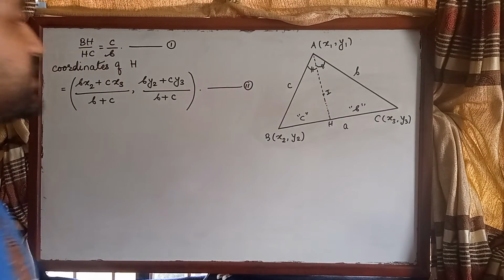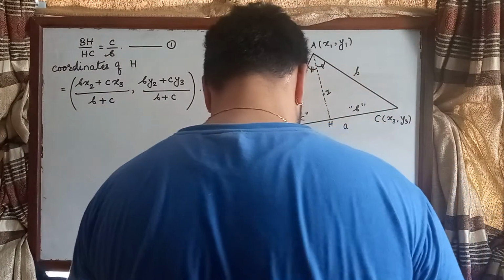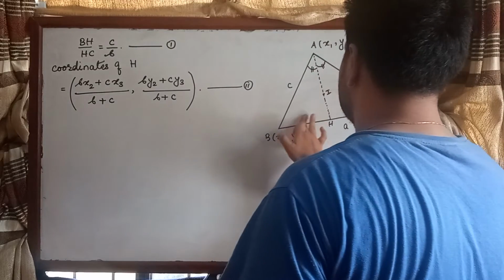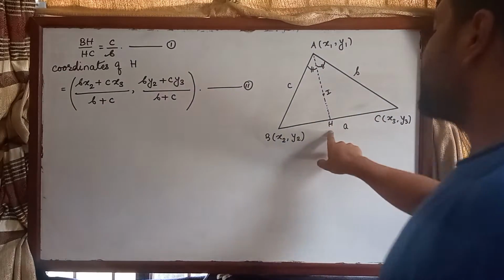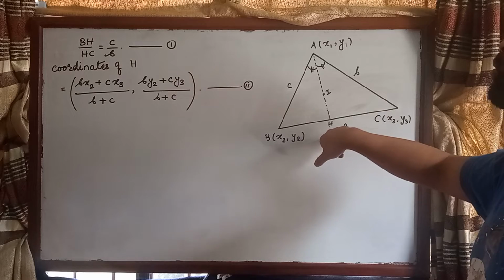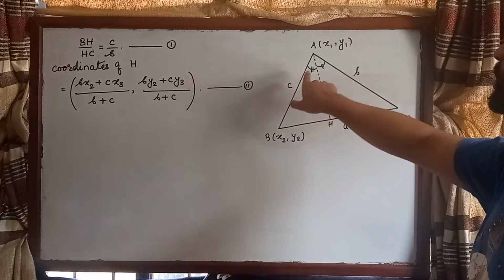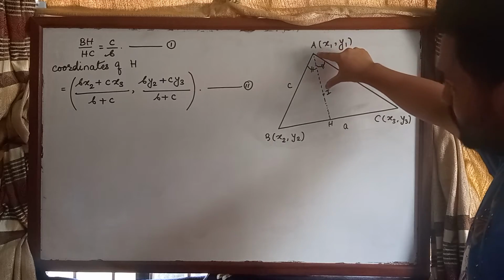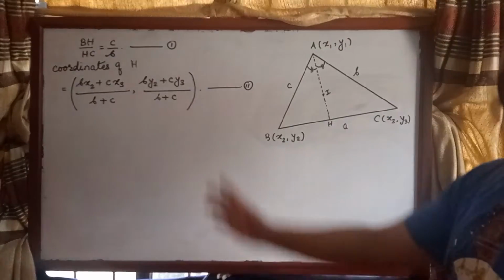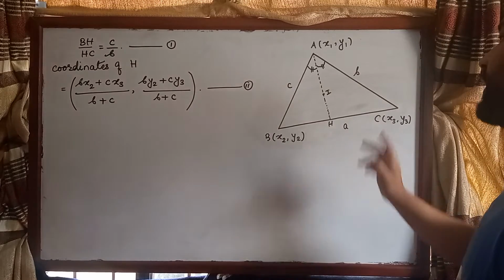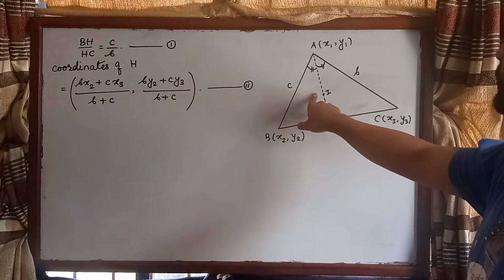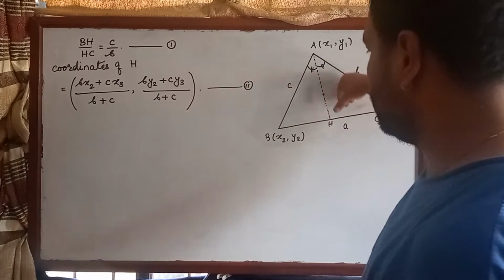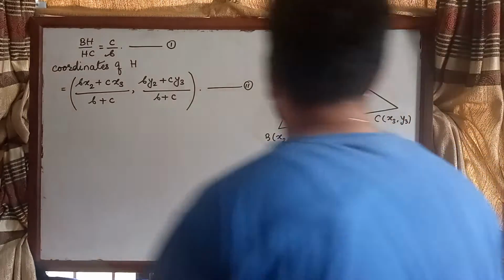Now let's look at this triangle again. We have the coordinates of H. We have the coordinates of A. So if we know the ratio AI over IH, we can use the section formula again and find the coordinates of I, which is our goal. Okay, which is what we are trying to do.